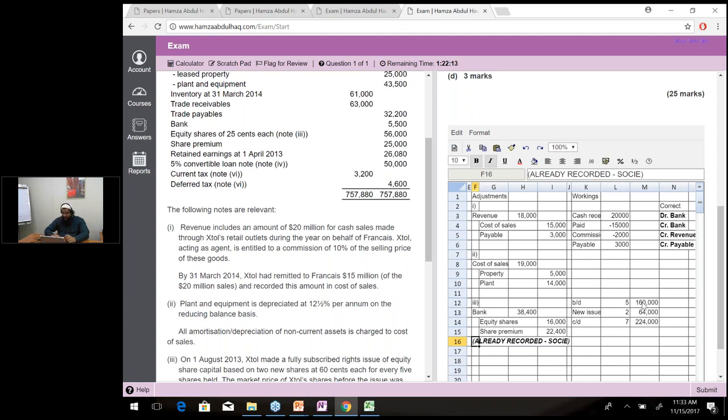Smitha is asking, how did we get the brought down? Smitha, there are 2 methods to calculate the brought down. Simply closing minus the opening. This is the brought down. Closing minus the new issue is the brought down. Or 224 divided by 7 into 5. It is the same. So you can calculate 160 in two ways: carried down minus the new issue, or carried down divided by 7 into 5.